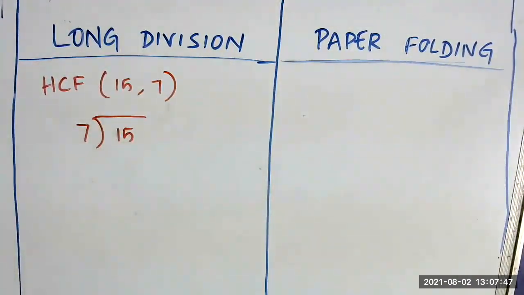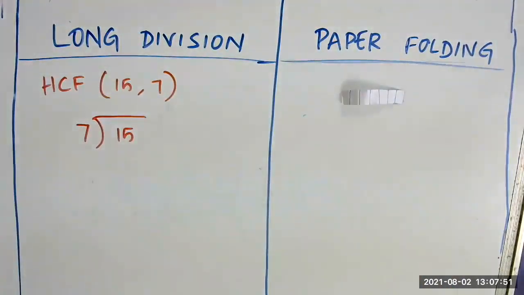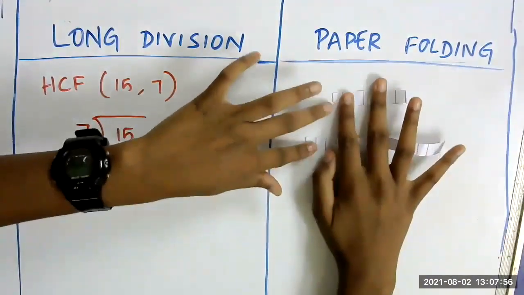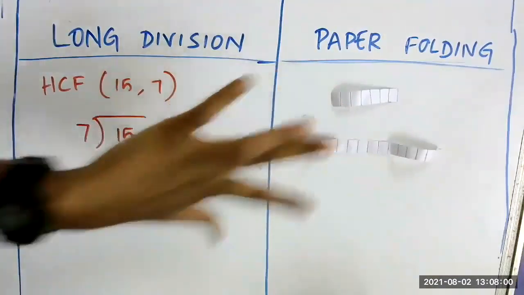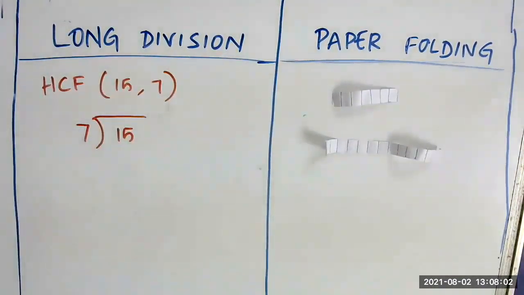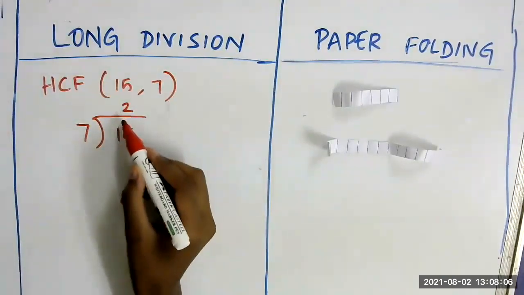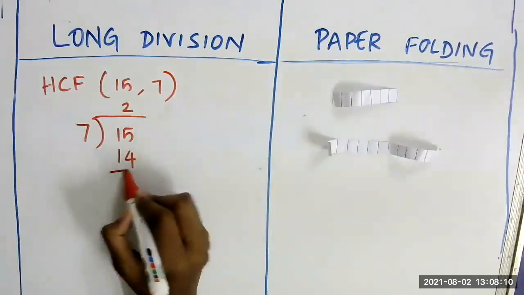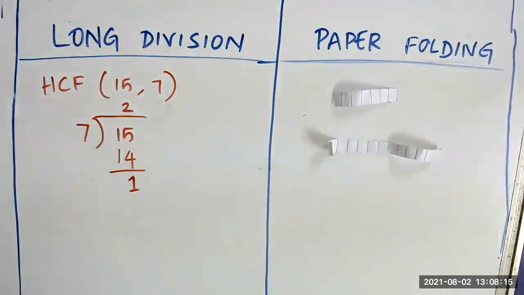So what I have here is a strip with 7 boxes and a strip with 15 boxes. Now let us see how many times does this 7 go in 15? Twice, right? So 7 can be placed twice on 15. That means 14 boxes will be covered out of 15 and one box will be left out, right?